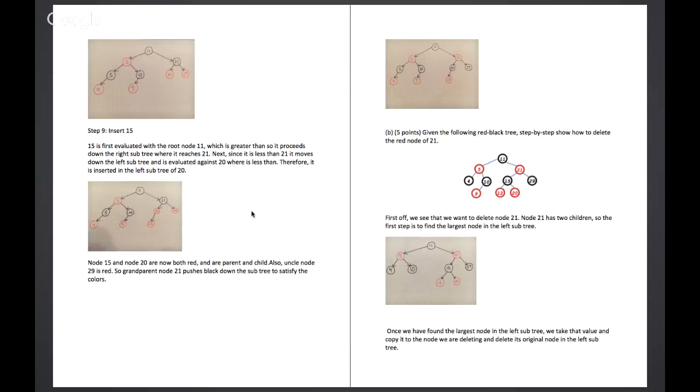Now we have a parent, 20, and a child, 15, that are both red. It also has an uncle node, 29, that is red. So the grandparent node 21 pushes black down the subtree to satisfy the colors shown in the picture in the top right, which now our RB tree is met. That is the last insertion.